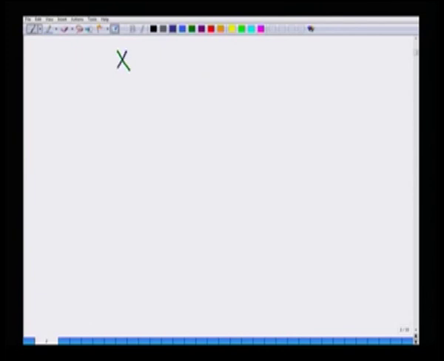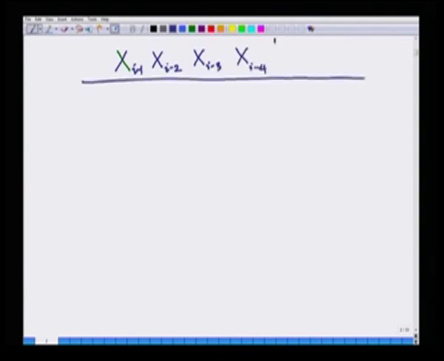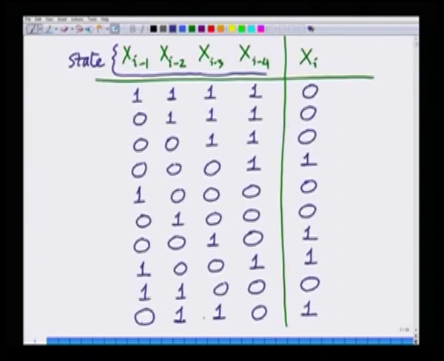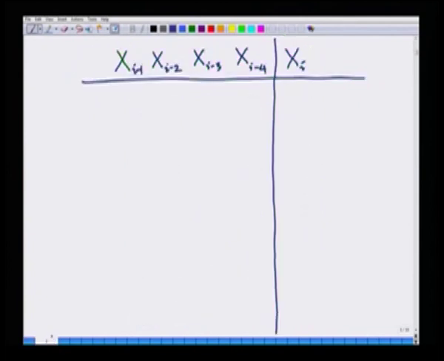So, I will write xi, xi minus 2, xi minus 3, xi minus 4, and here I will write this as xi. So, the previous state is 0, 1, 1, 0, and the output is 1. This 1 will come over here. So, the next state is going to be 1, 0, 1, 1, and xi is 0.